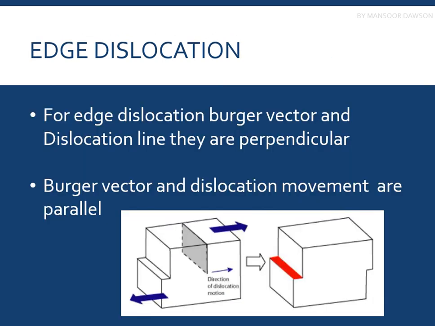For an edge dislocation, the Burgers vector and the dislocation line are perpendicular. You can see that this is the Burgers vector and this one is the dislocation line, so both are perpendicular. The dislocation is moving from the left to the right, so the Burgers vector and the dislocation movement are parallel.